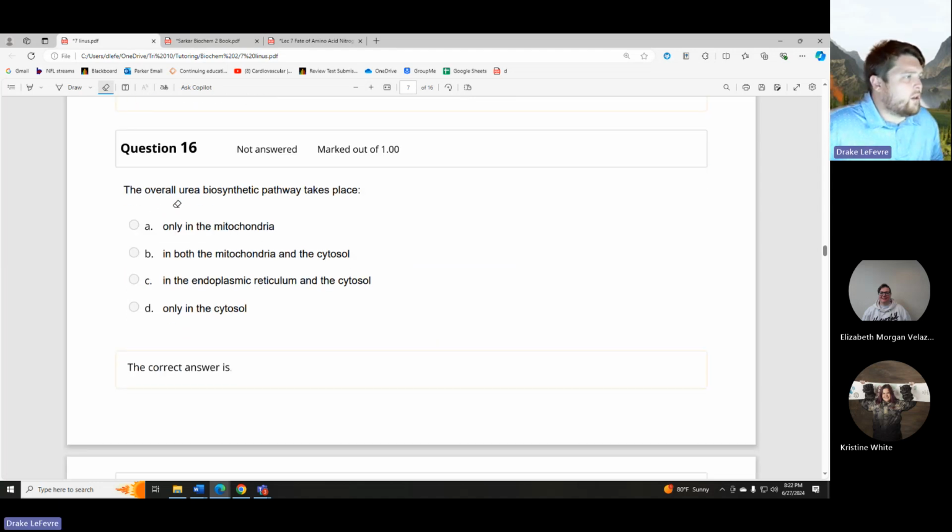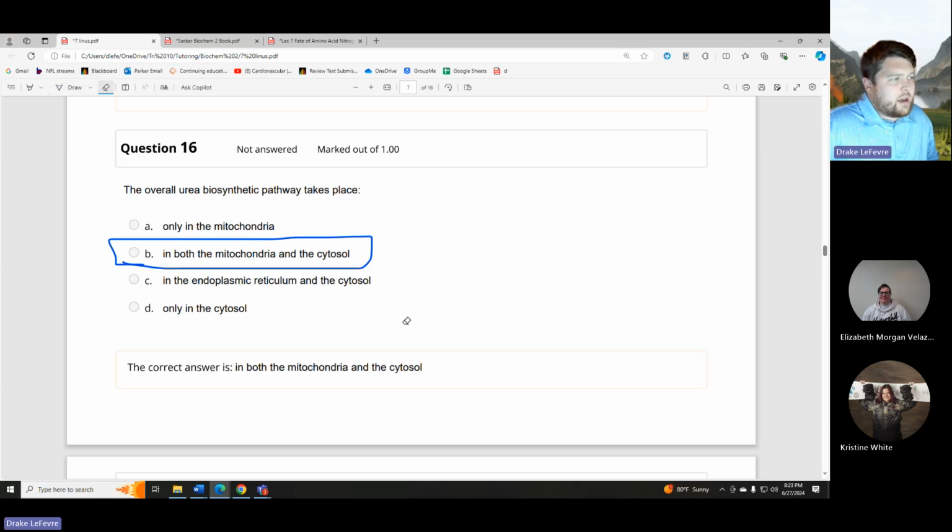The overall urea biosynthetic pathway takes place only in mitochondria, in both mitochondria and cytosol, in endoplasmic reticulum and cytosol, or only in the cytosol. I mentioned this multiple times, mitochondria and the cytosol, because our first steps happen in the mitochondria, then the rest of it happens in the cytosol. What's the very first step that takes place in the mitochondria?